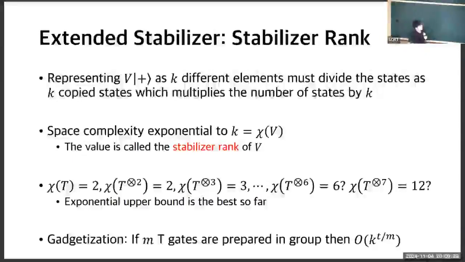So for gadgetization, if M T gates are prepared and we can make it in groups of T gates, then we can divide the exponent by M, so this makes an exponential speedup here. And so for this one, yeah, we can improve those because we need to simulate here. So we actually found the combinations for that.